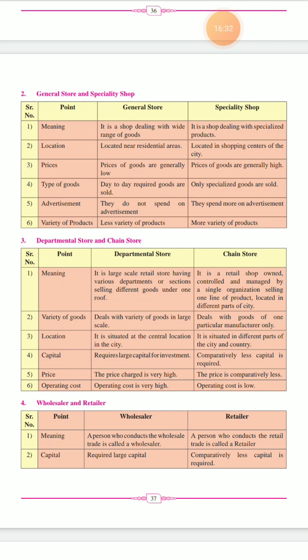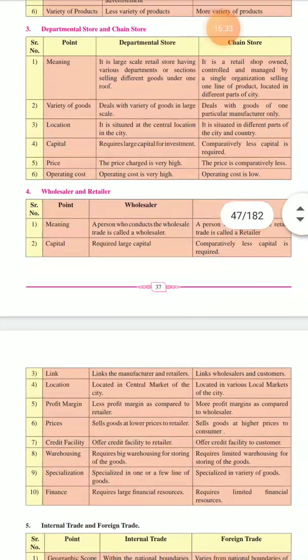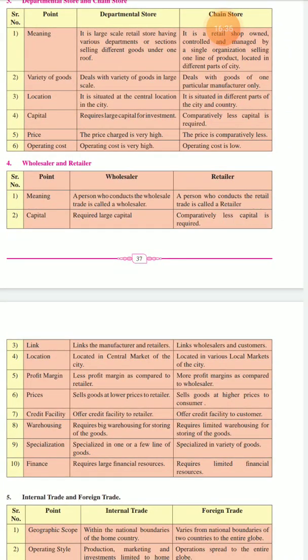Okay, next we will see about wholesalers and retailers. Okay, now these differences are very important. Okay, they will come for the exam.